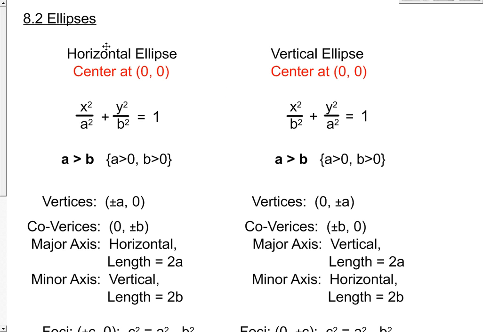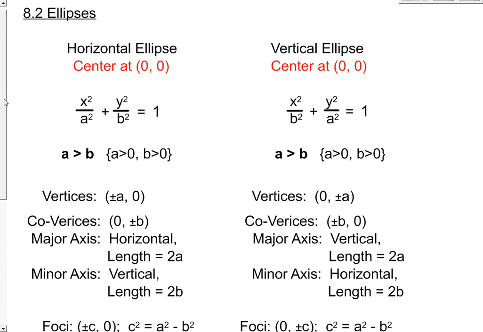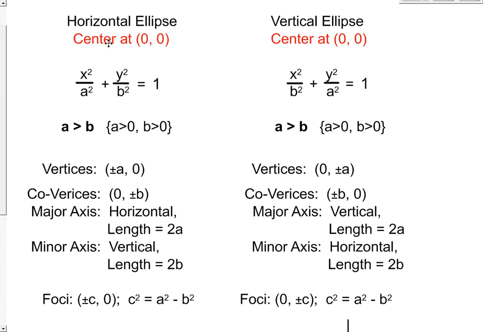This is 8.2, ellipses. With an ellipse, you have two options. You have a horizontal ellipse or a vertical ellipse. We are going to cover ellipses that have a center at (0, 0), and I will run through the formula and all the different parts of a horizontal ellipse, and then I'll go through the same details for a vertical ellipse. So first of all, on the left-hand side here, I'll draw a line just to separate these.